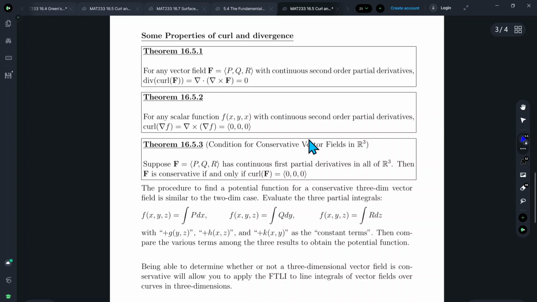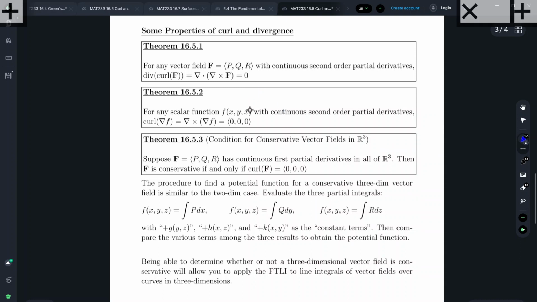There's a slight typo here. This should not be fxy. This should be xyz. There should be a z.